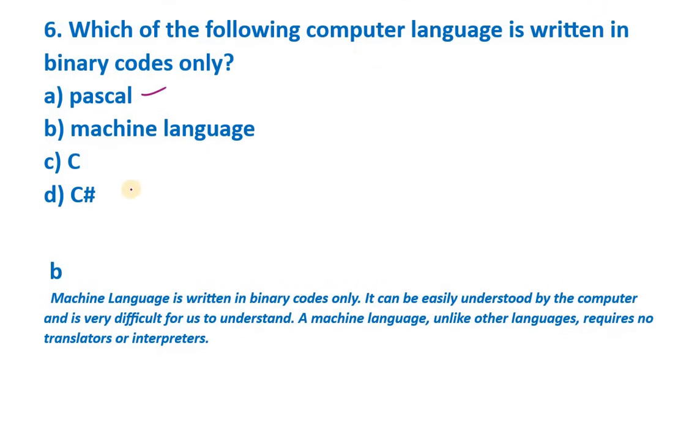Pascal is a programming language where we write programs. Programs means instructions. We give instructions to the computer to perform some task. So Pascal is a programming language. C is a programming language. C# is a programming language.